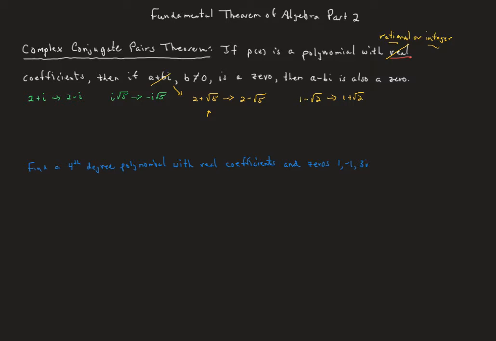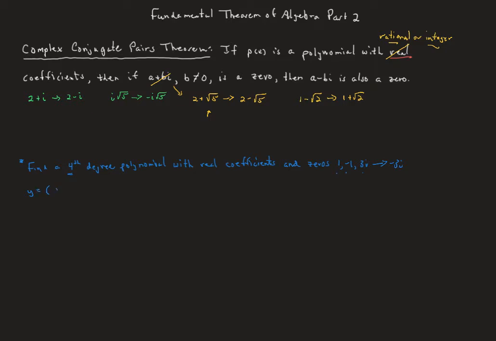Let's build a polynomial. Here's our first example, and we want a 4th degree polynomial, and we're only told 3 zeros. And we know that a 4th degree polynomial from the fundamental theorem of algebra must have 4 zeros. But because of our new theorem, the complex conjugate pairs theorem, if 3i is a 0, then negative 3i must also be a 0. So then, given that, we can now build up our polynomial.